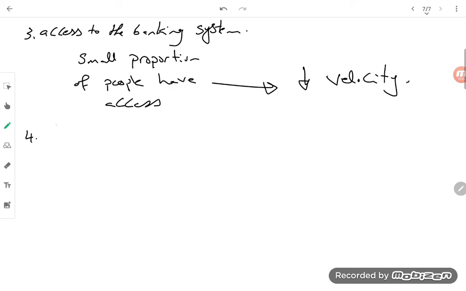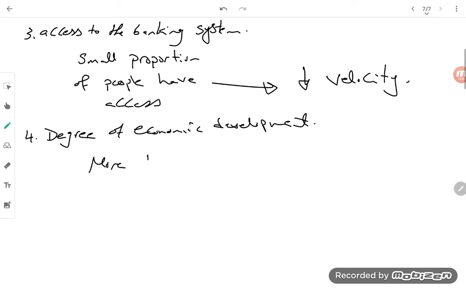Number four, degree of economic development of the country. The more developed the country and the banking system, the higher the velocity of money, as people can reach banks, make loans, and channel funds easily from people who have excess money to those who would like to borrow money.